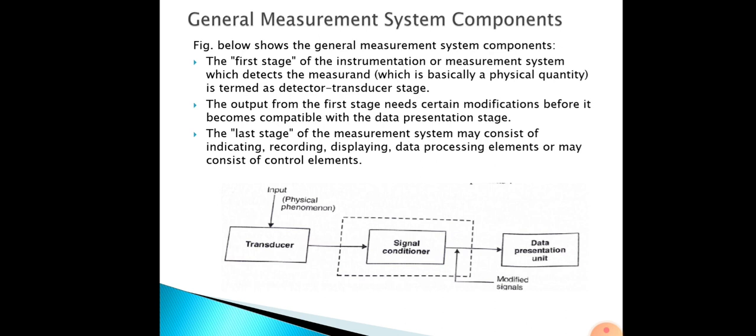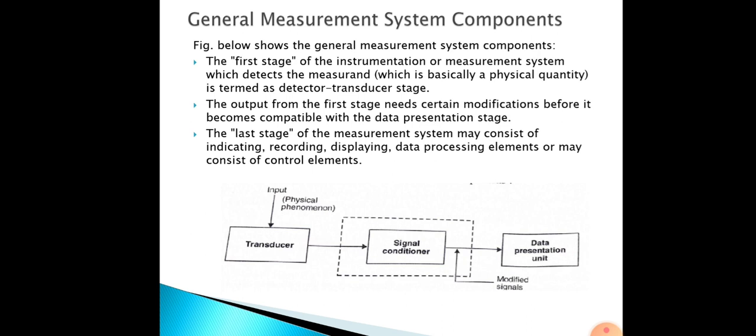First one, general measurement system components. We will be seeing what the components are. That is the transducer, signal conditioner and data presentation unit. The first stage of the instrumentation or measurement system, which will detect your input, is termed the detector or the transducer stage. The output of the first stage needs to be processed or modified, and that will be done by using the signal conditioner.